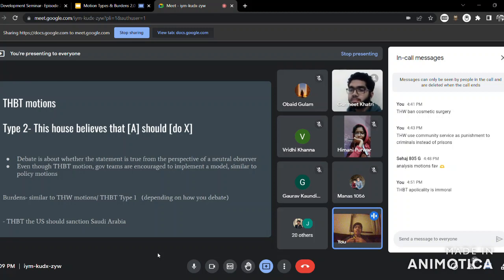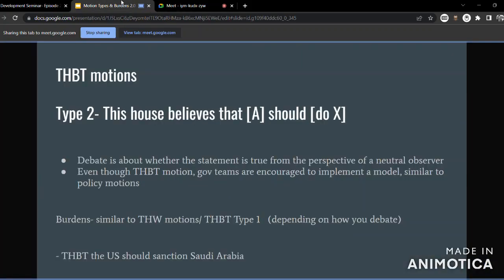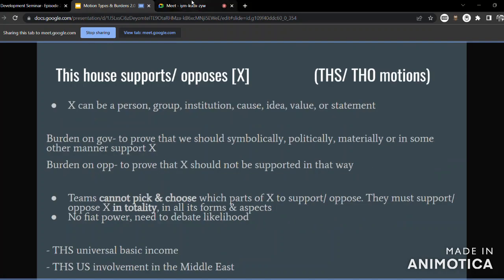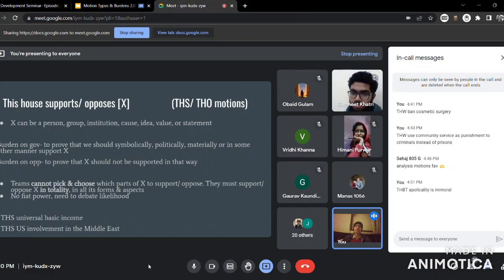Because it talks about an action being taken, the debate becomes clearer and your arguments will land better if you have a model even in this kind of motion, similar to how you have in policy motions. If the judges know how you plan to carry out this action, they get a better idea or image of what your world looks like, and therefore your arguments become more persuasive, right? So this is what you do in type 2 this house believes that motions.